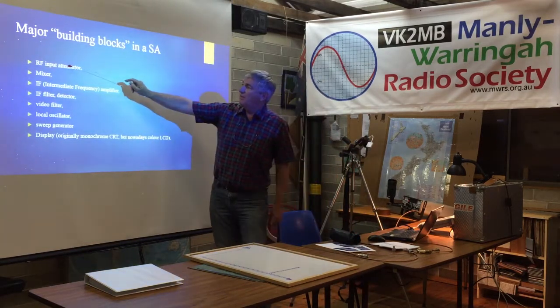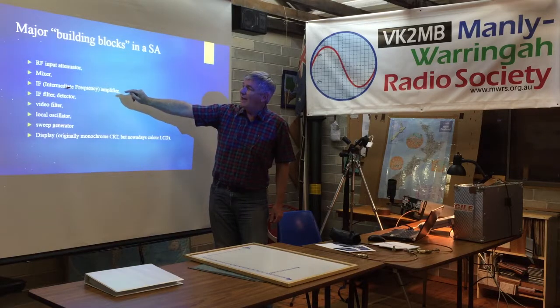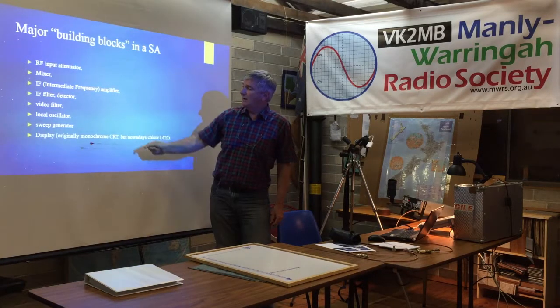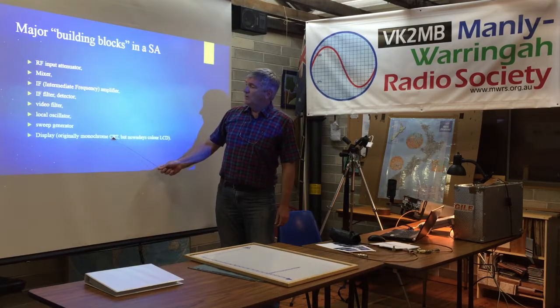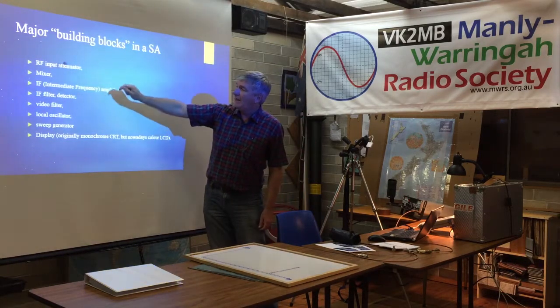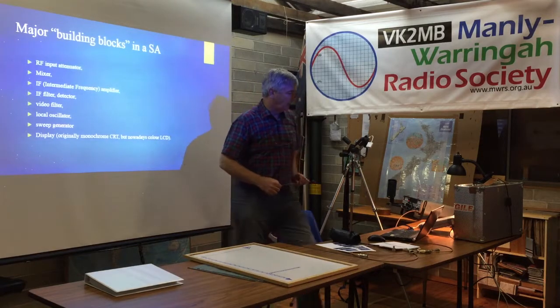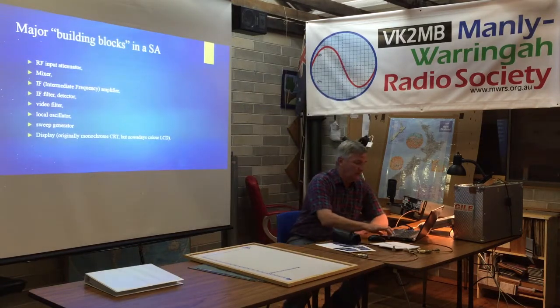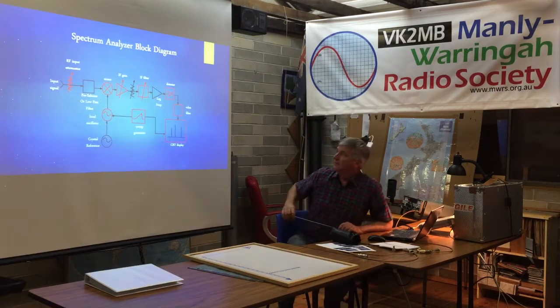If we think about our superhet receivers, it's exactly the same. There's nothing really tricky there except for the display. It used to be a monochrome CRT, but nowadays LCD. But all this stuff is exactly the same as what we see in the superhet. So that's it in words, and this is it visual.